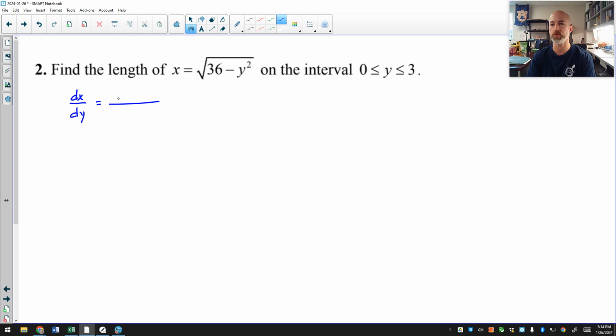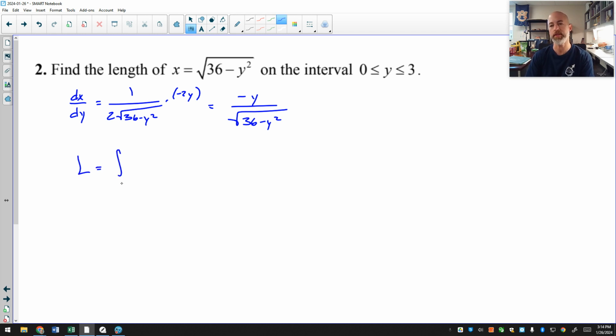So the derivative of square root of stuff is 1 over 2 root stuff. And that, again, is a chain rule. So I need to multiply by the derivative of the inside. So that's negative 2y. And that will clean up ever so slightly. You can divide those 2's out to be left with negative y in the numerator over the square root of 36 minus y squared.